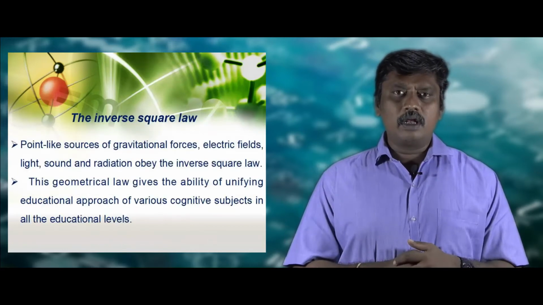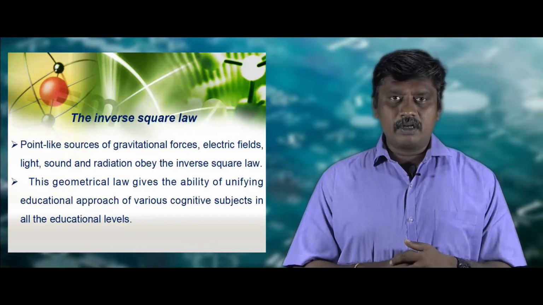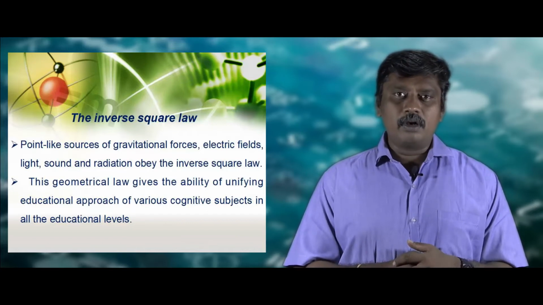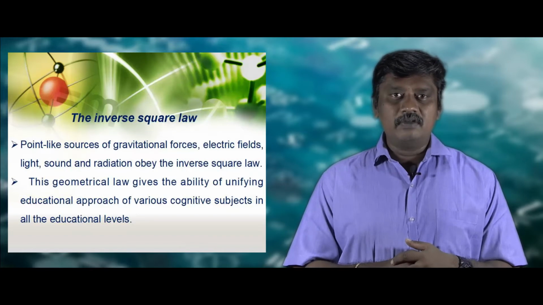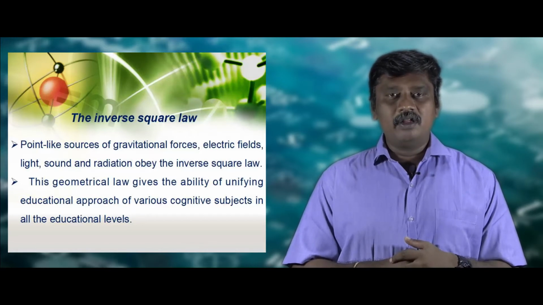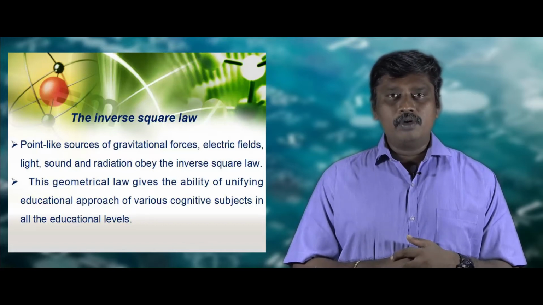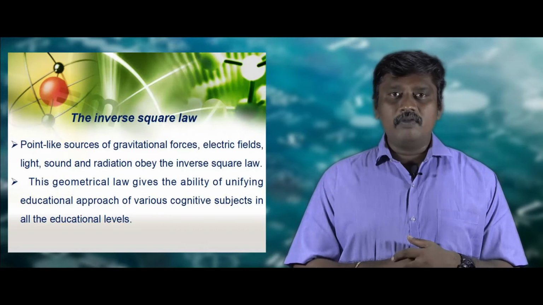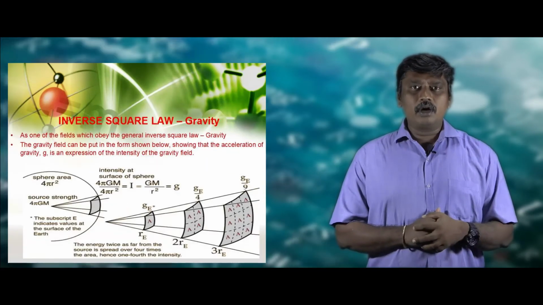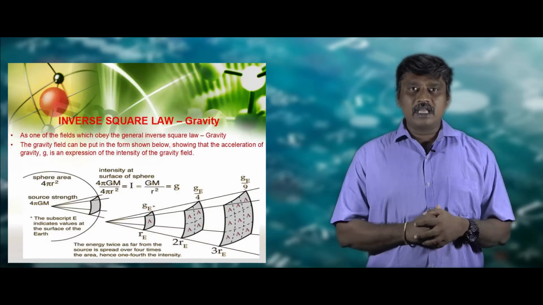Now, this inverse square law is applicable to various physical properties. I am going to give some examples of physical properties in which the inverse square law is applicable. The first one is gravitational field, the second one is electric field, the third one is light, and the fourth one is sound. We can see them one by one. And one more thing, this geometrical law helps us understand the inverse square law very precisely. Now let us see one of the physical properties, that is gravity.